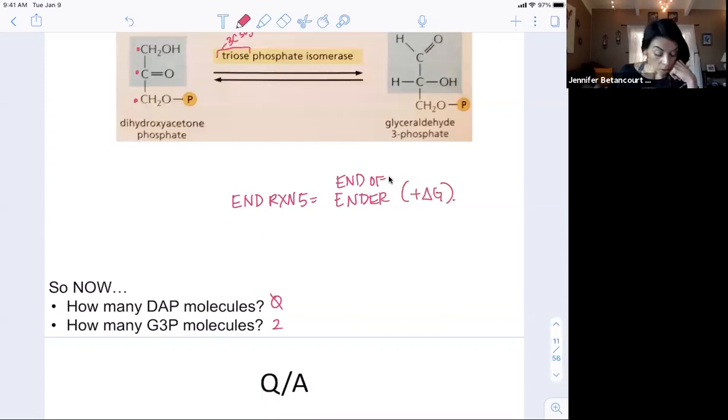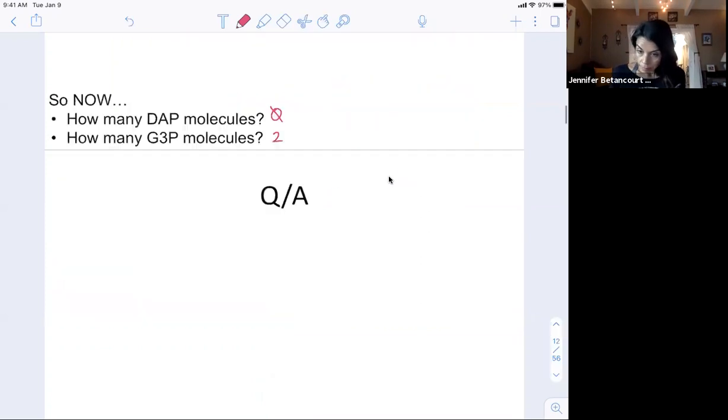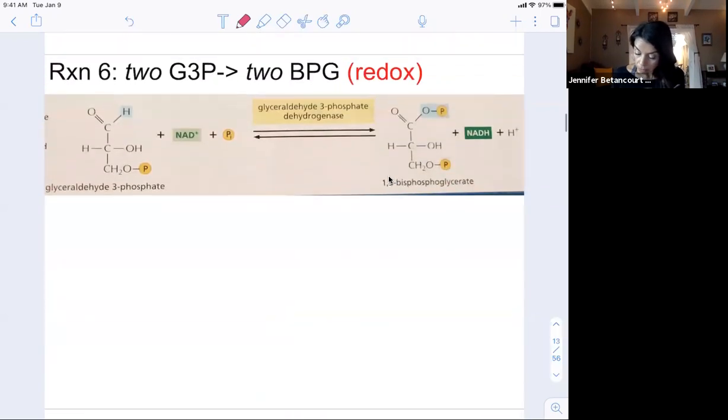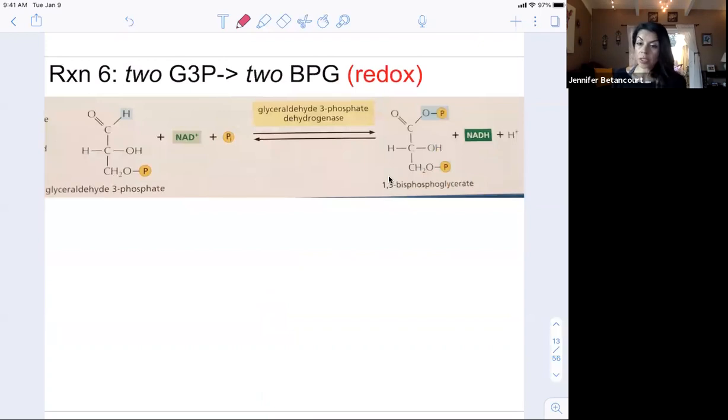All right, any questions on reactions 1 through 5? All righty, cool. So now we're gonna start seeing how the cell is going to pay back the investment that it made and then start making money, or making energy molecules. Okay, so you have 2 G3P. So this reaction cartoon only shows 1, but this is happening twice.